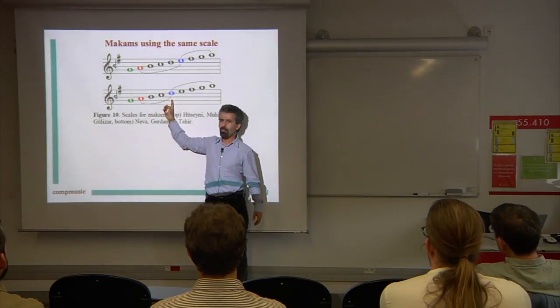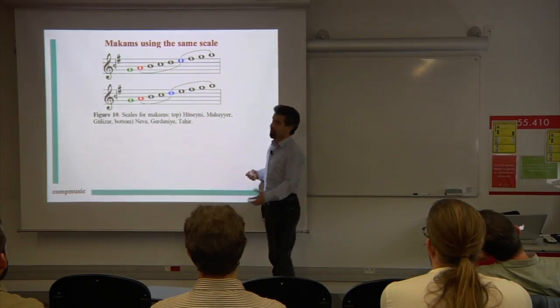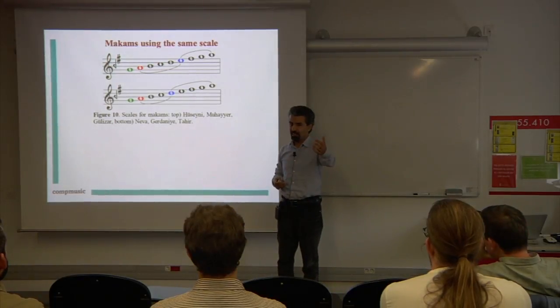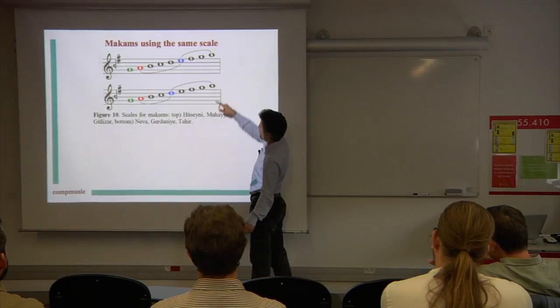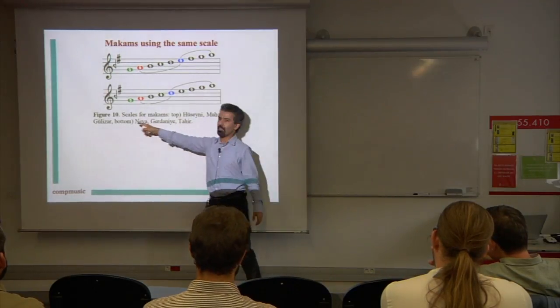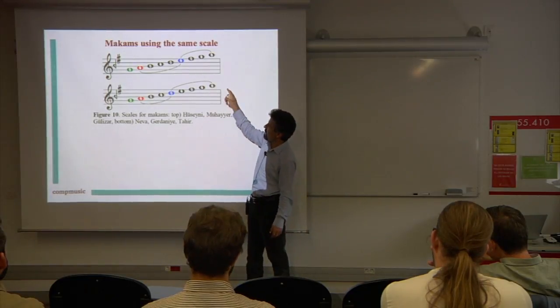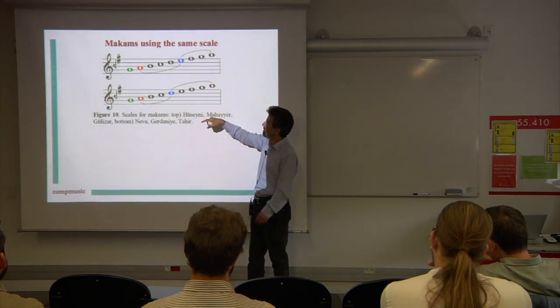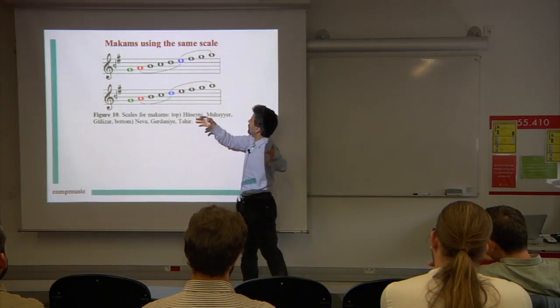Well, the blue note has a specific function. So the progression would start by emphasizing that. So it has a specific role. And the first one is used in 3 different makams. There are more makams, but I want to emphasize that there are 6 makams at least, using just the same set of 7 notes.